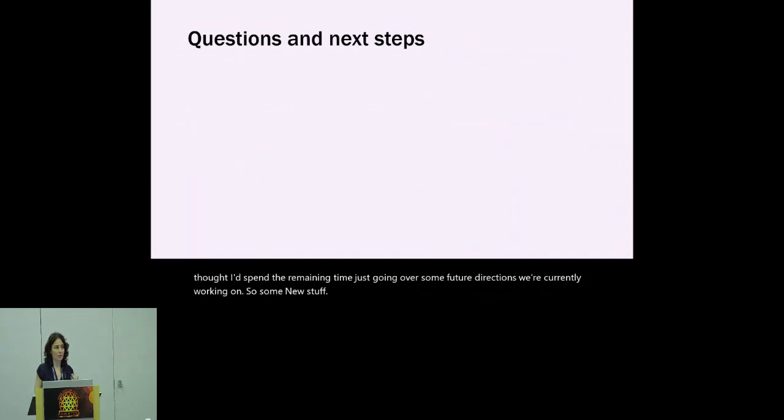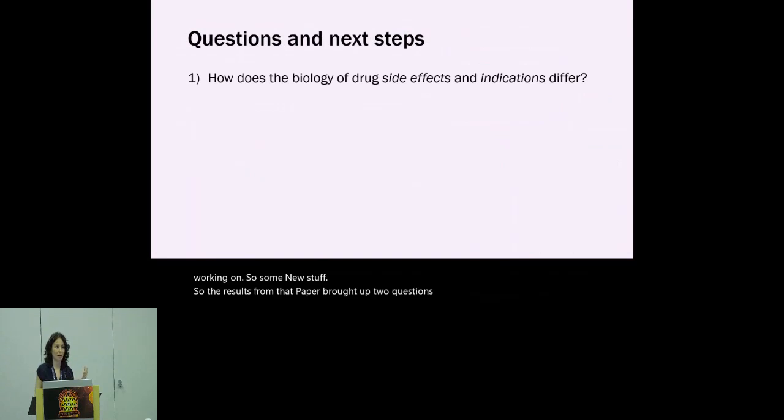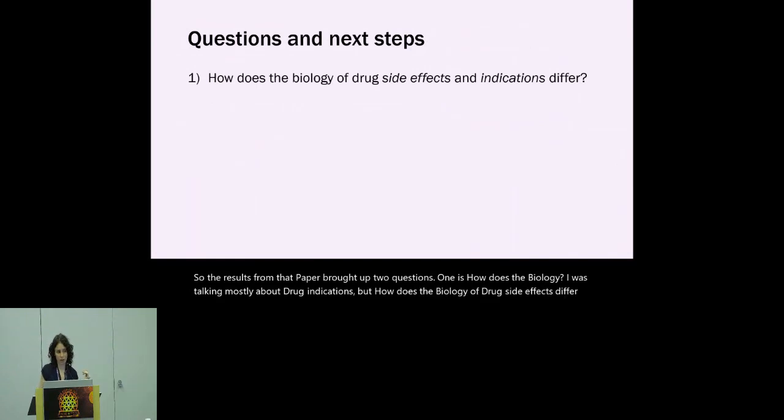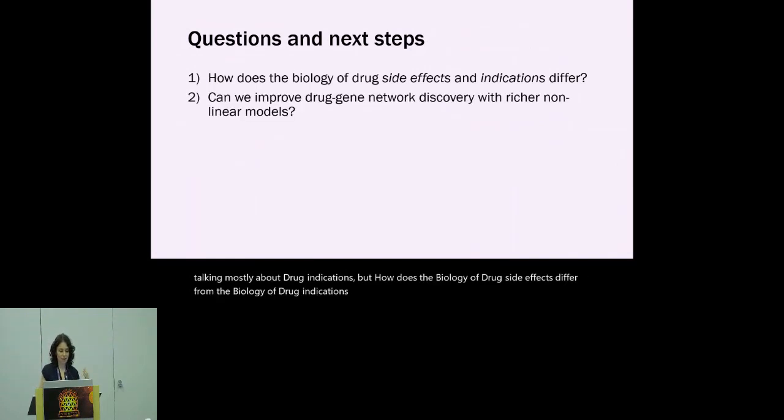So the results from that paper brought up two questions. One is, I was talking mostly about drug indications, but how does the biology of drug side effects differ from the biology of drug indications? And the second is, can we improve this? So we took linear models pretty far, but can we do better with nonlinear models and join the 21st century?